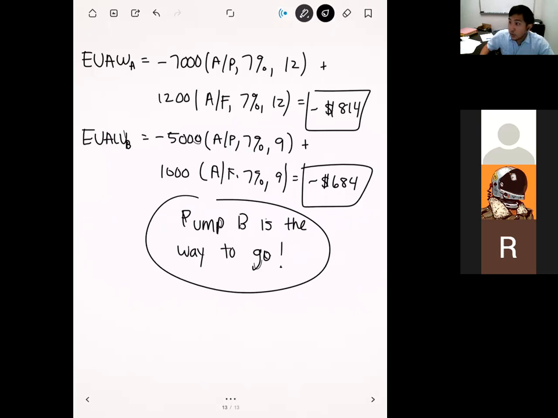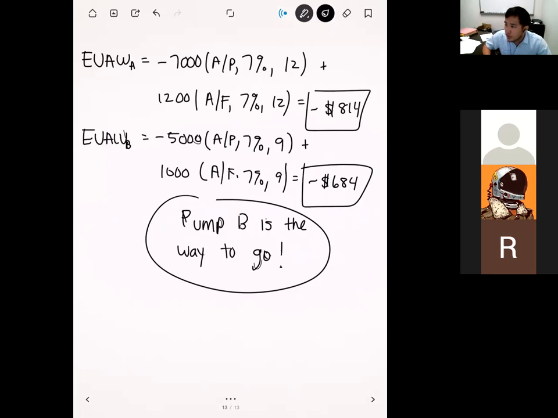Okay. Any questions on this? Okay. All right. And so, when you have products that have differing product lives like this, your calculation is going to be a little bit more convenient when you use annual cash flow analysis versus present worth. Okay. You'll get the same result either way, or at least you should.